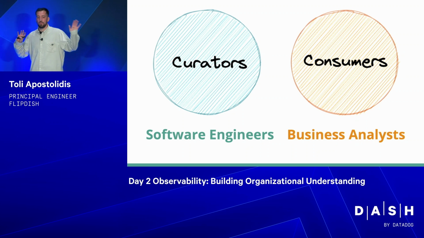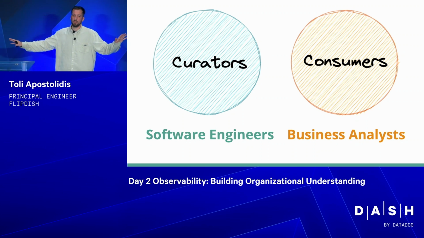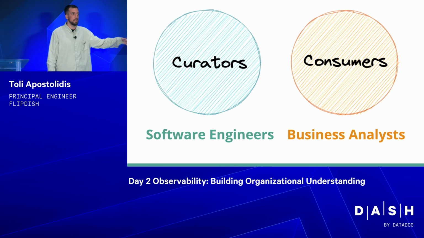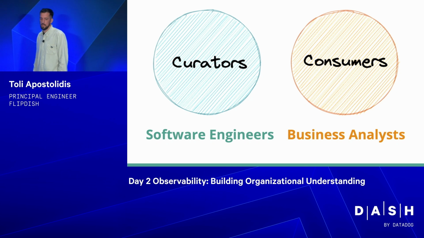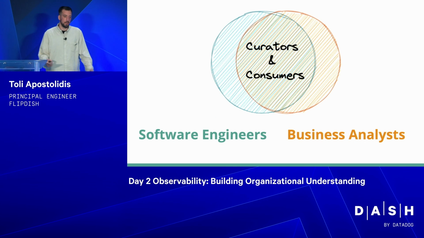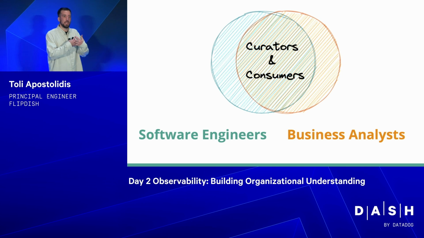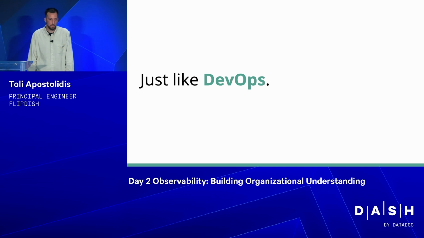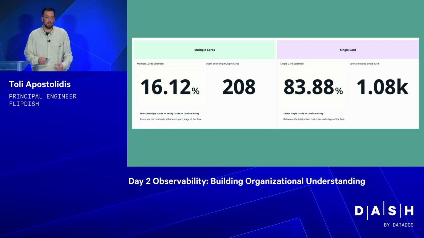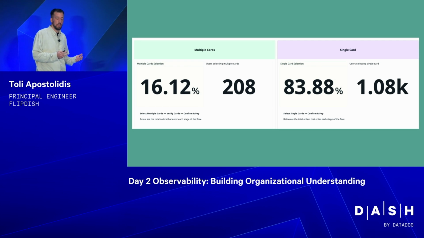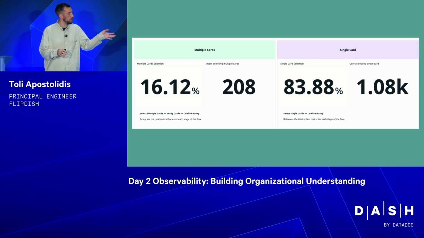Traditionally, you would have your software engineers being your curators and your business analysts being your consumers, with your business analyst saying, can you install this SDK? The software engineers would action it, and then the business analysts would be the only people who would analyze the data. But nowadays, they're merging a bit more. Software engineers and business analysts are curators and consumers together, just like we did with DevOps. Devs have taken ownership of the quality of the telemetry data, and then as a nice result, you get lovely widgets like this, where the payments team at Cinch was actively monitoring single card usage versus multiple card usage.